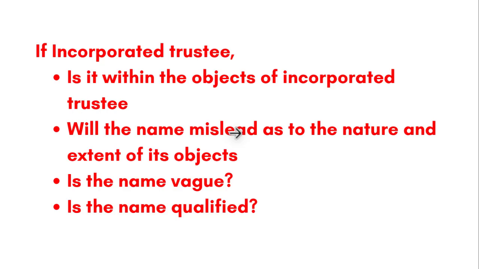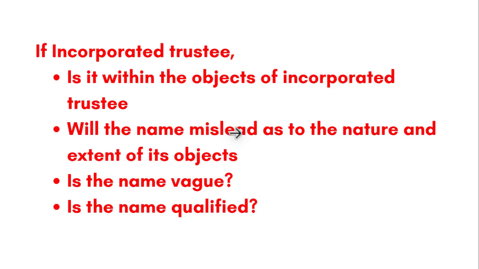The name, does it reflect the object? Because most times you get a query, or you lose your 5,000 for reservation code because they feel the name will mislead as to the nature and extent of its object. When there is no correlation between the name and the object, they tend to deny it.